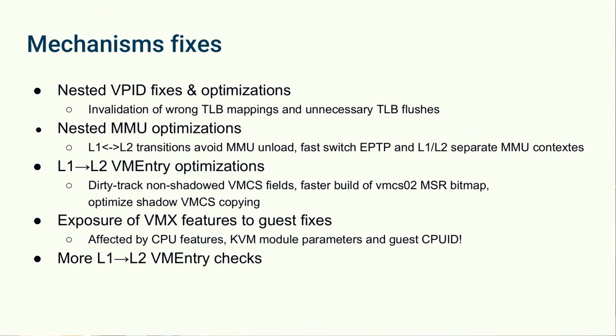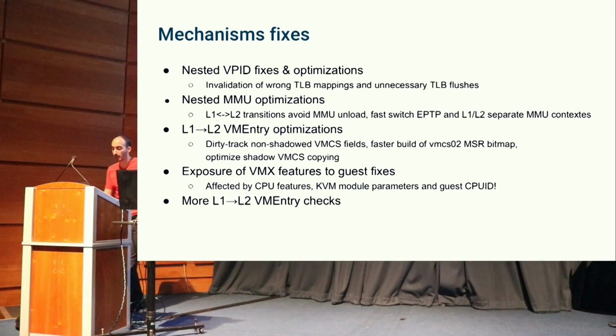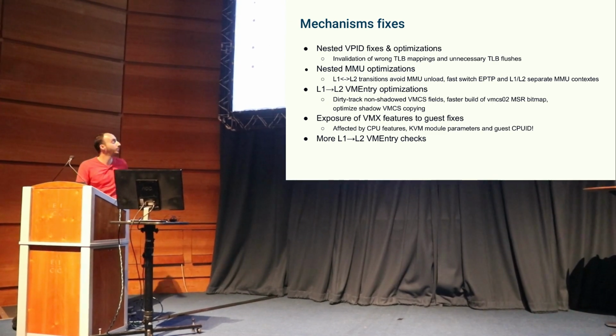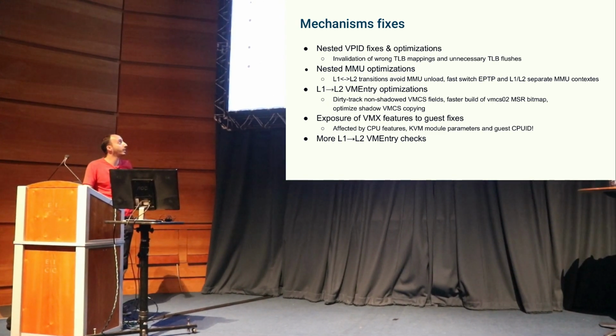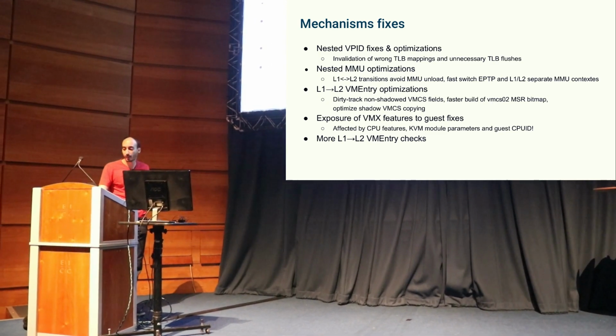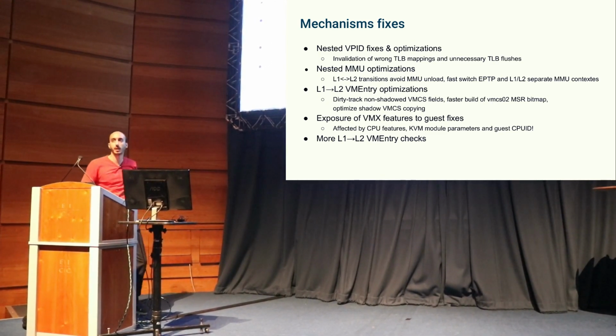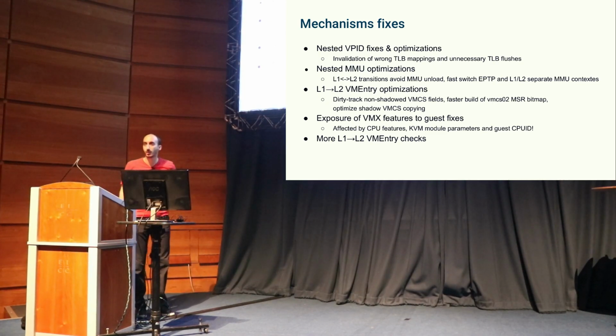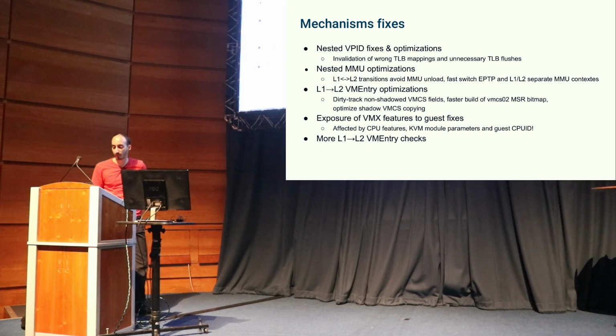Other things that are also interesting: we made a lot of improvements to nested MMU. Basically, nested VPID was completely broken. We sometimes invalidated the wrong TLB mappings. And we also optimized by removing a lot of TLB flushes. And because of Jim Mattson's KVM Forum presentation last year, there was also a bunch of optimization to the layer 1 to layer 2 VM entry path.